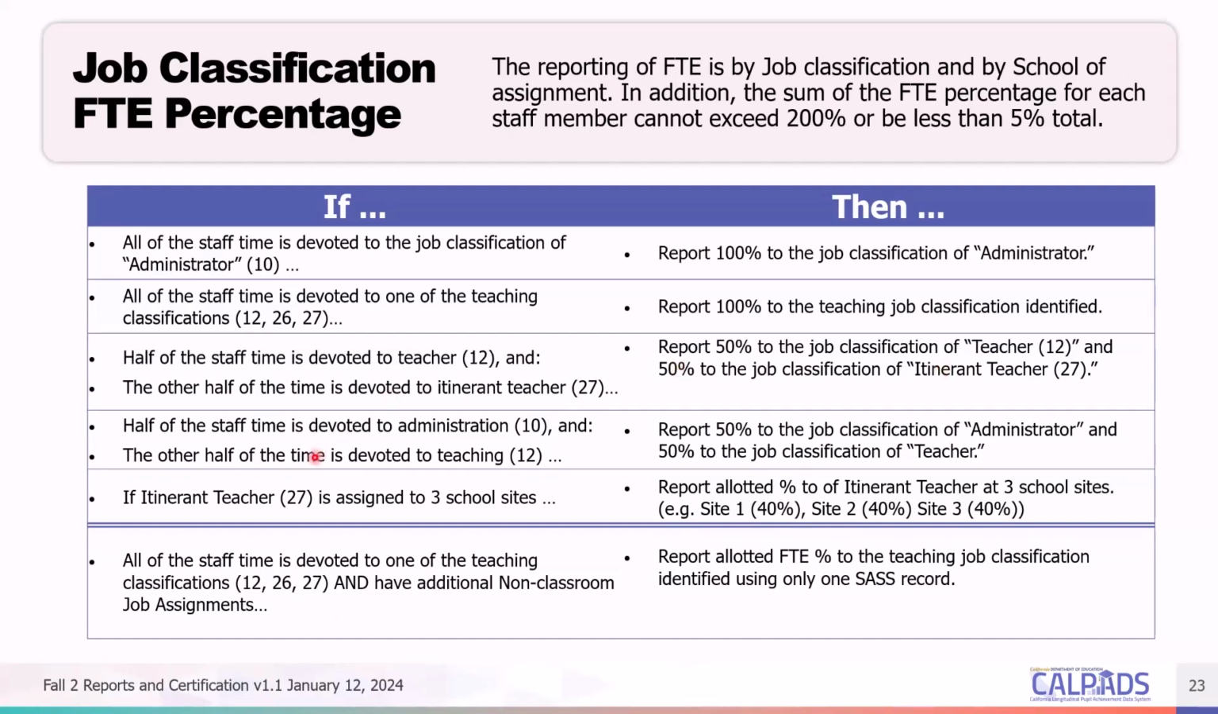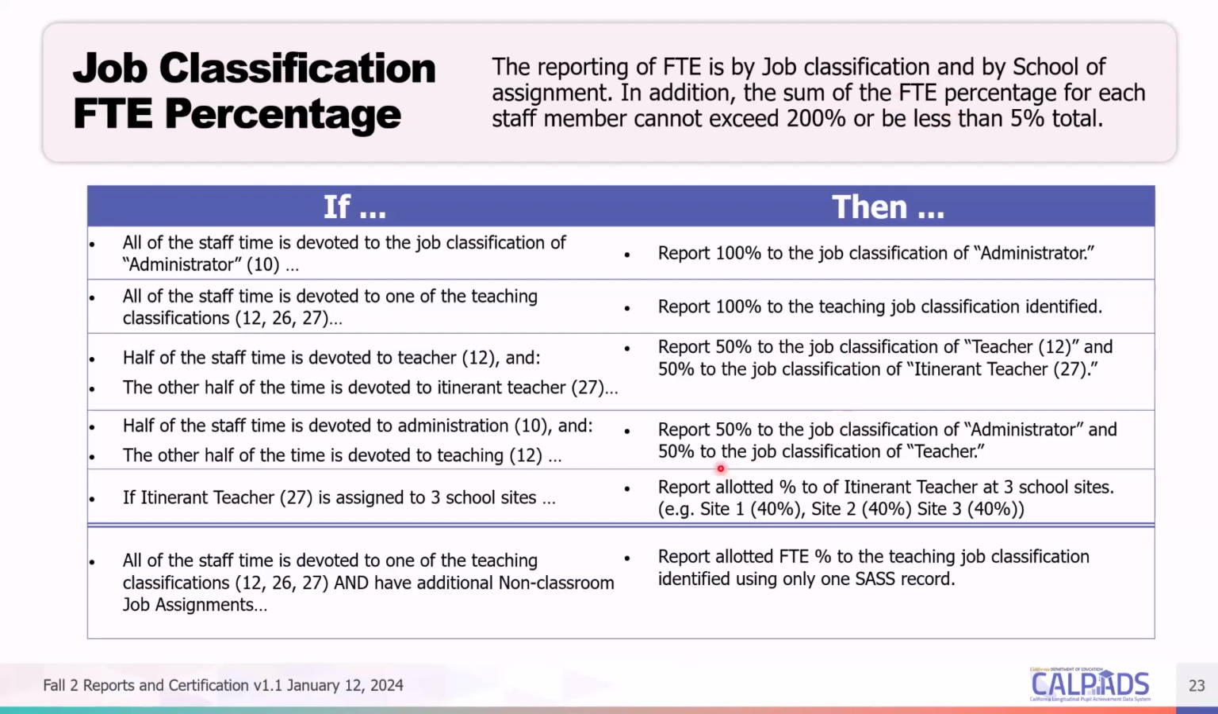And that also goes for, let's say, an admin who is 50% admin, 50% teaching. And so you split that into 50% admin and 50% job classification of teacher. And so what does that mean? You have two staff assignment records reported for that staff member for the current year.